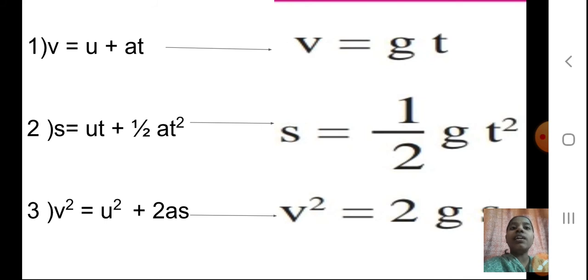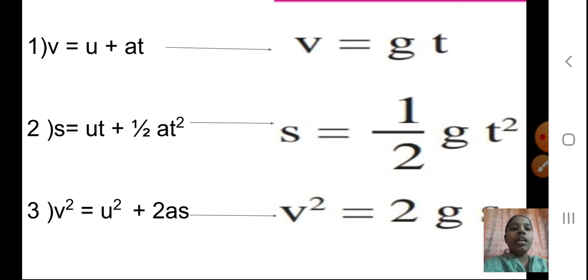Next is s = ut + ½at². In free fall this equation changes. What will happen? s = ½gt², because when u is 0, 0 into t will be 0. Next, the third equation, v² = u² + 2as. u² means 0² went, so what you got is v² = 2gs. Okay students, I hope till here it is clear to you.